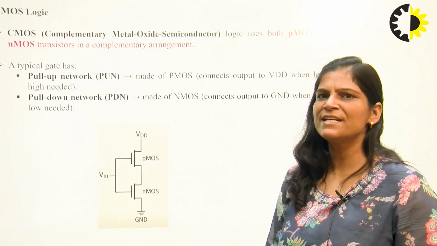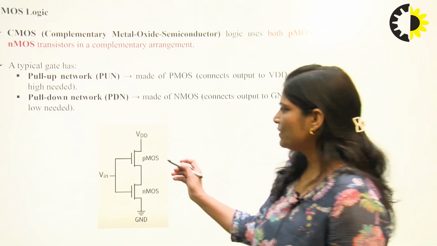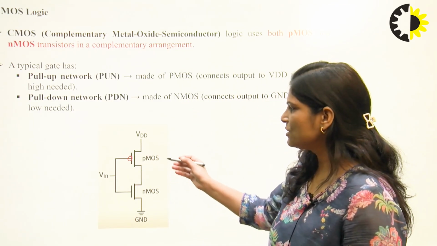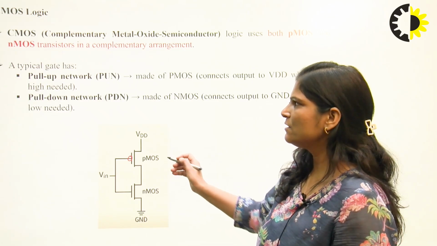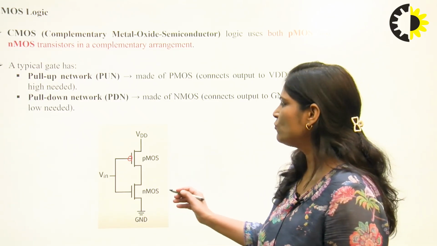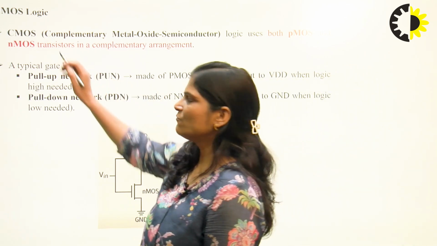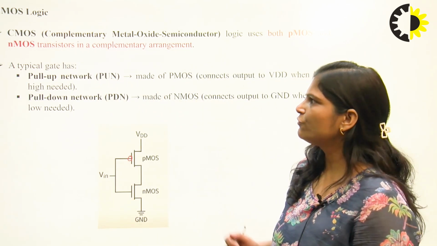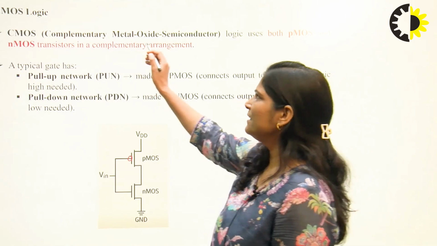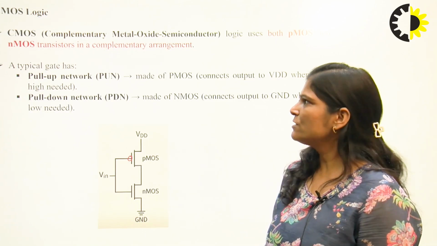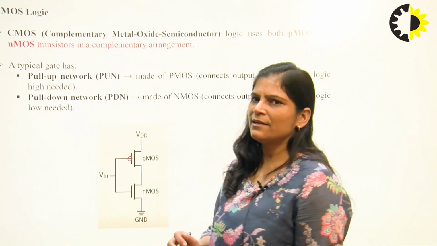So how to design CMOS? So as you all know, in CMOS, this is a PMOS and this is NMOS. So there is a combination of PMOS and NMOS. PMOS is in the pull-up network and NMOS is in the pull-down network. Now here first we have to discuss what do you mean by CMOS. So what is the full form of CMOS? That is complementary metal oxide semiconductor logic using both PMOS and NMOS, and both are in complementary arrangement.